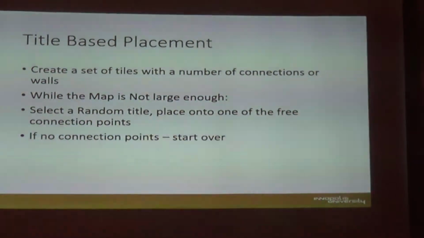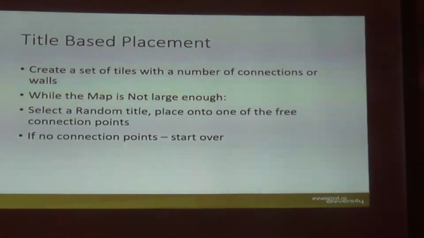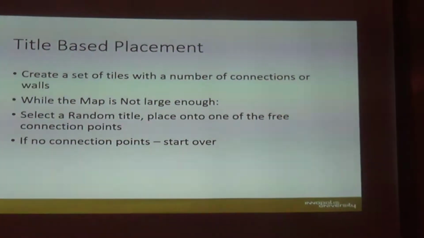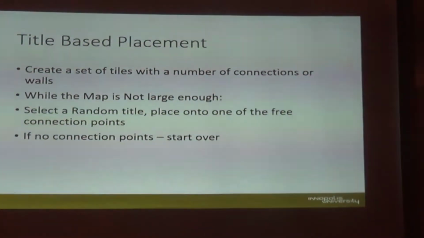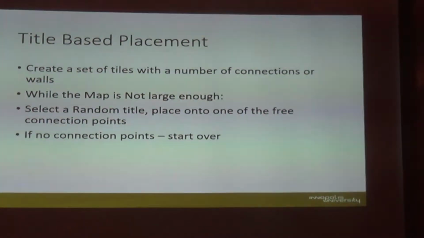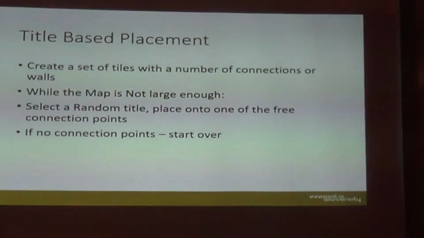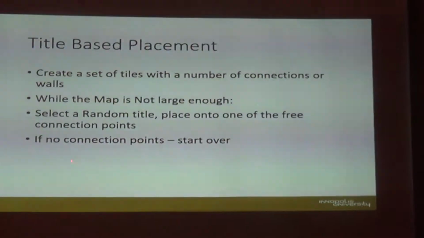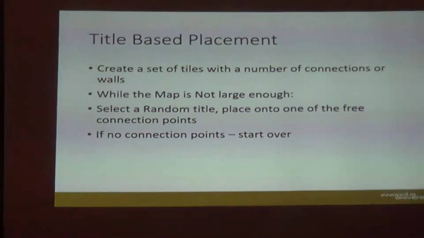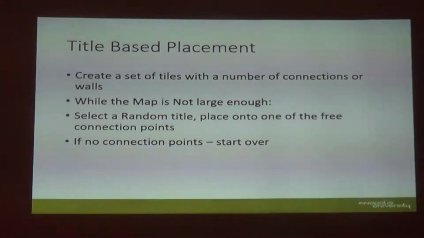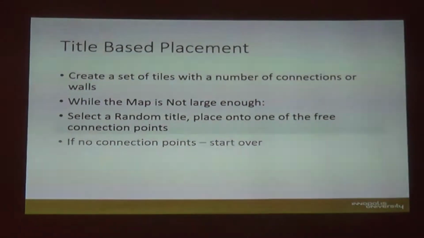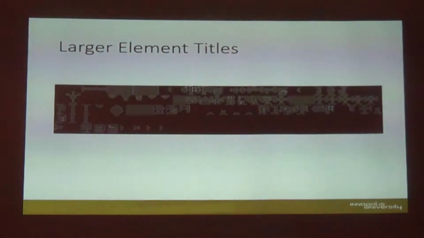So for tile-based placement, in a naive tile placer, you would have something like this. Create a set of tiles with a number of connections or walls. Is the map large enough? Do I want a big tension, small tension? Select a random tile, place it into one of the 3 connection points. If no connection points, start over. I built too small. And that's our random generator. Here are our larger element tiles that we can use to glue those together.